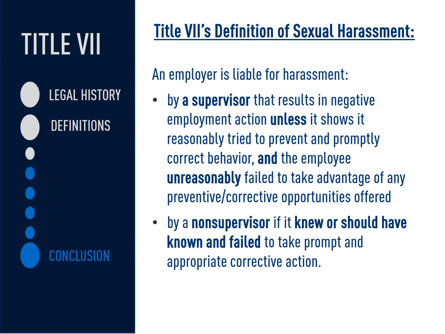So when are employers on the hook for taking action under Title VII? In a harassment situation, an employer is automatically liable for harassment by a supervisor that results in negative employment actions such as termination, failure to hire, or losing wages. If a supervisor is the harasser, the employer can avoid liability only if it can show it reasonably tried to prevent and promptly correct the behavior, and the employee unreasonably failed to take advantage of any preventive or corrective opportunities offered. For non-supervisors, employers are liable for their conduct if they knew or should have known about the harassment and failed to take prompt and appropriate corrective action.